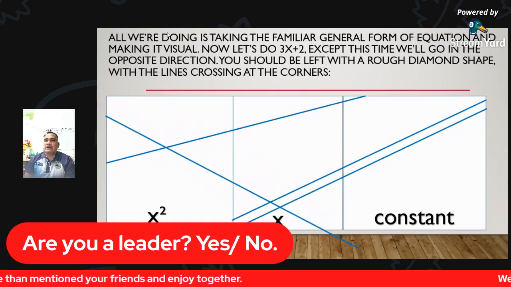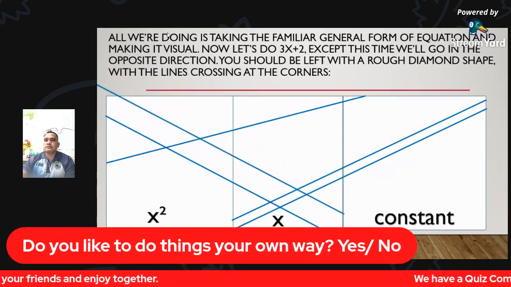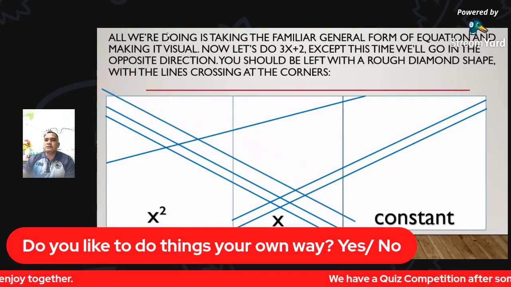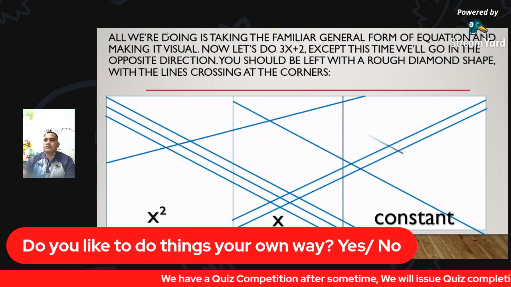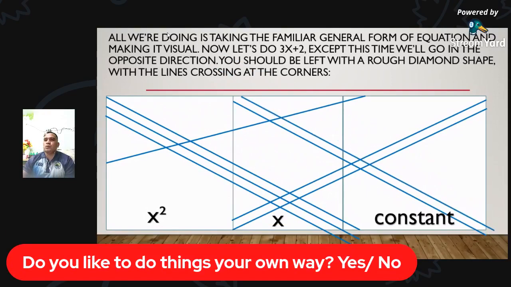So we have x, so we have 3x, and then we have 1, and then 2. So now we have the representation of x plus 2, and then 3x plus 2.